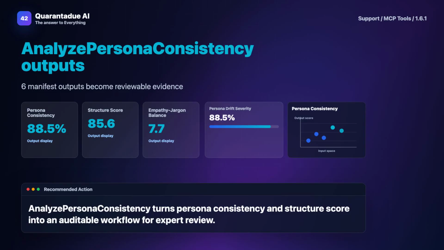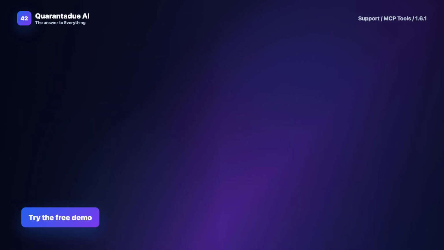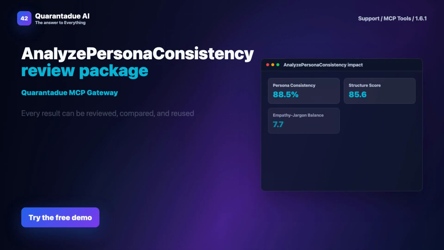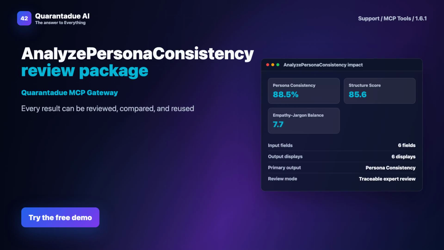Analyze persona consistency returns structured outputs such as persona consistency, structure score, empathy jargon balance, persona drift severity, and consistency matrix analysis. These outputs are designed to support review, reporting, comparison, and follow-up actions. The value of analyze persona consistency is not just automation, it is a controlled way to turn repeated support work into a documented business process with clear inputs, transparent logic, and reusable outputs.